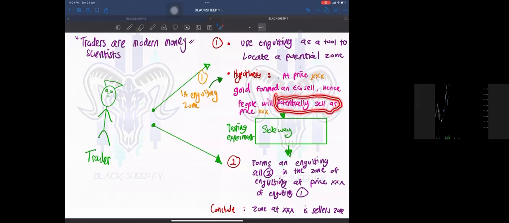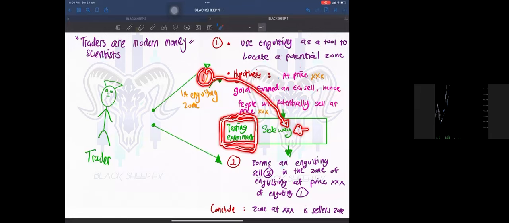So the word is "potentially." But in order for you to sell, you need to do some testing. This testing period, or experimentation period, is what I refer to as the sideway. Meaning, after number one has happened, number two has to happen first. So the sideway has to happen. Only then, when the price comes back into the zone, and if it forms an engulfing sell number two in the zone, then we can conclude that there is a seller's zone.